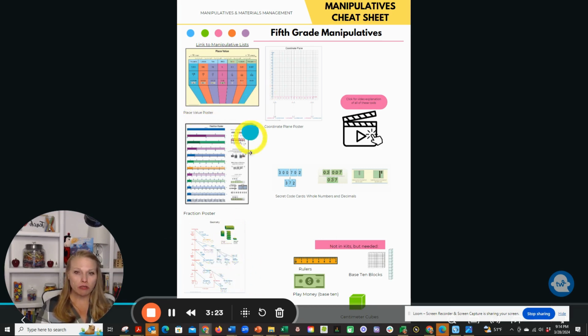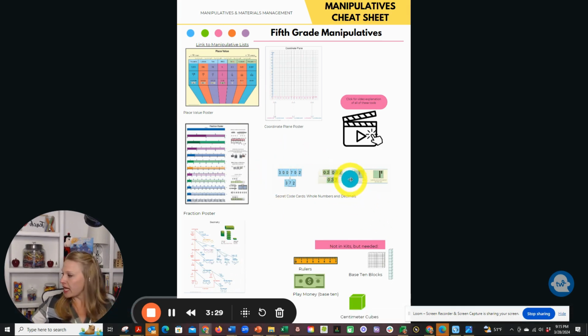So beyond your posters, you're also going to have demonstration secret code cards. You get 2 sets. You get a whole number set and you get a decimal set. The whole number set in your teacher modeling kit is going to be big size cards that are for the teacher to be using during the lessons. You can see I put mine here on key rings.